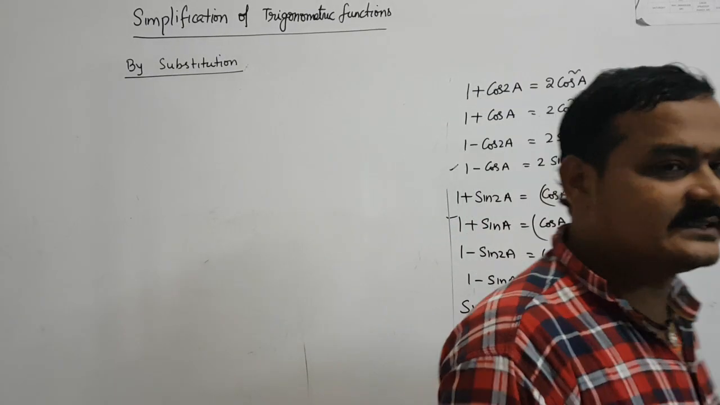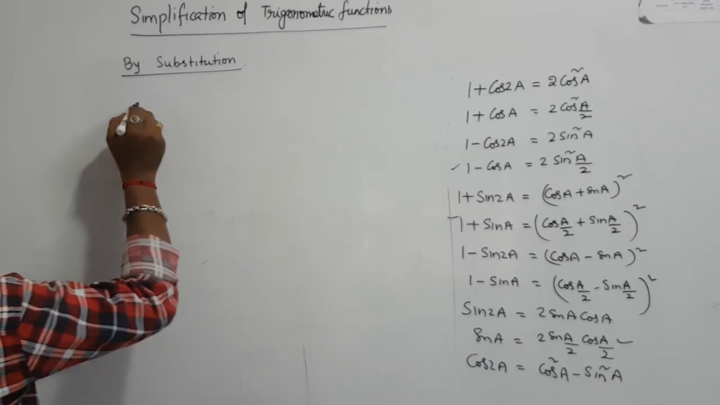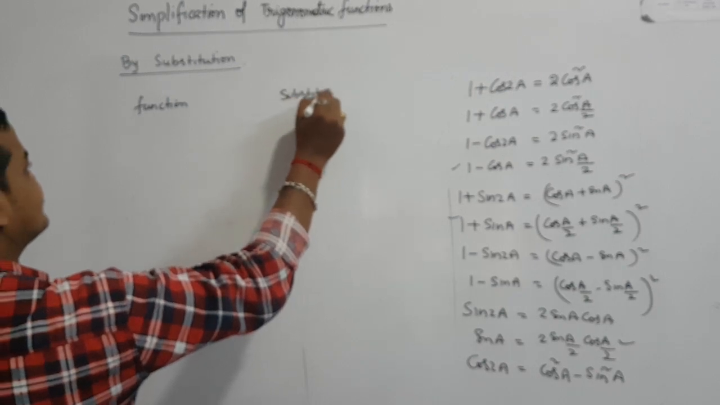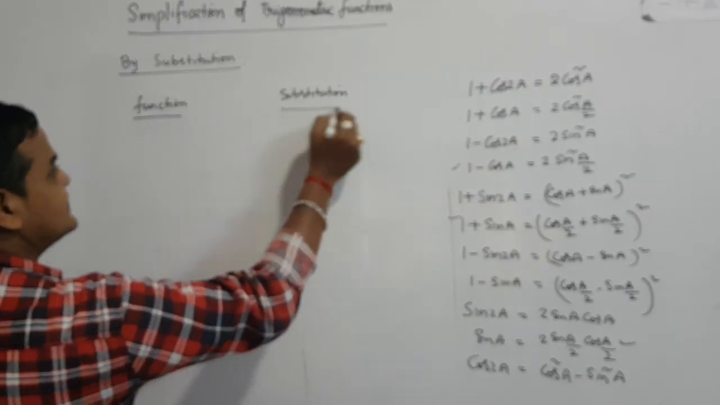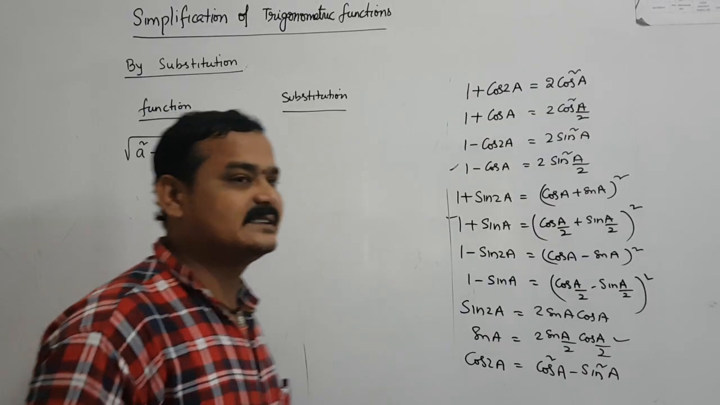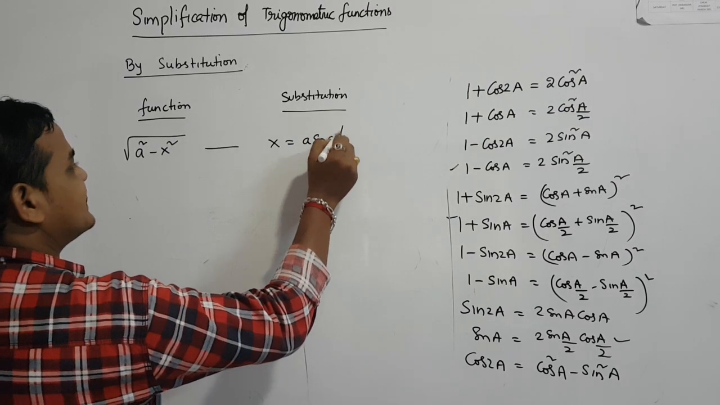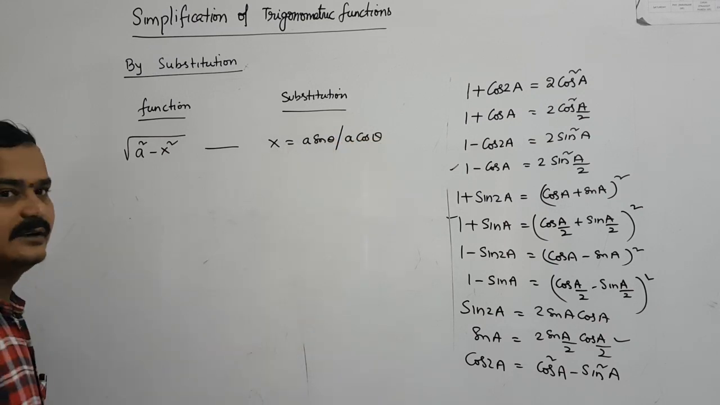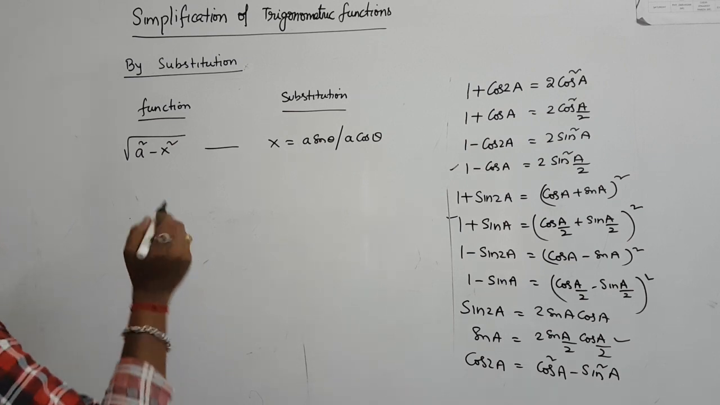By substitution. Here some fundamental functions are there for using substitutions. If you see a particular function in the problem, then use the corresponding substitution. First, if the formula contains root over a square minus x square, then the substitution is x is equal to a sin theta or a cos theta.